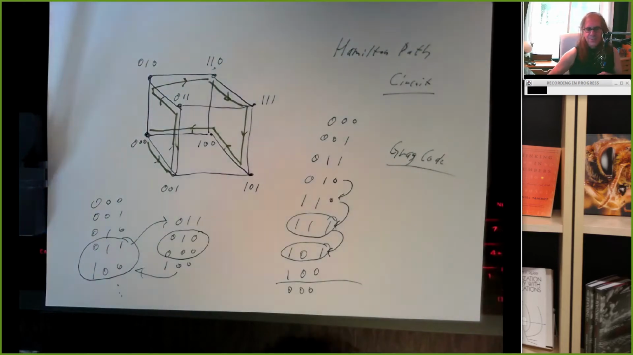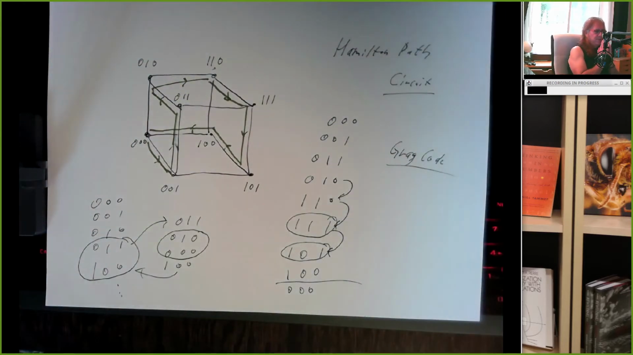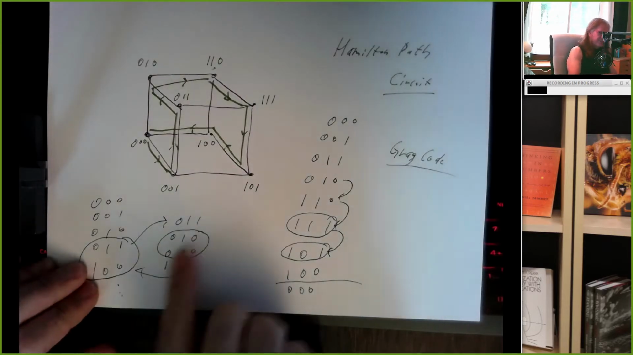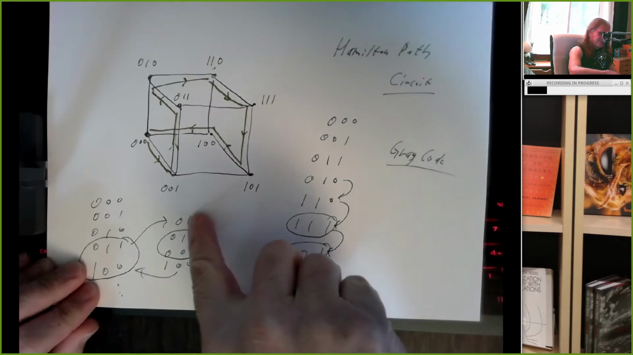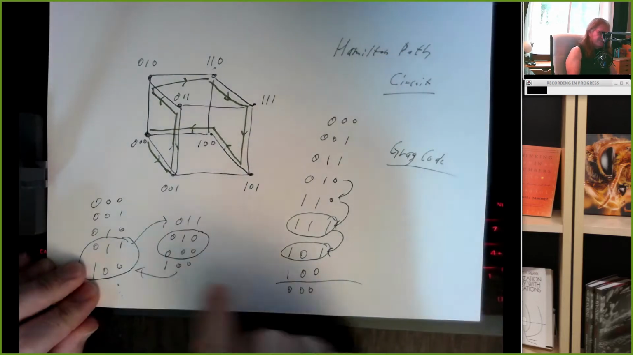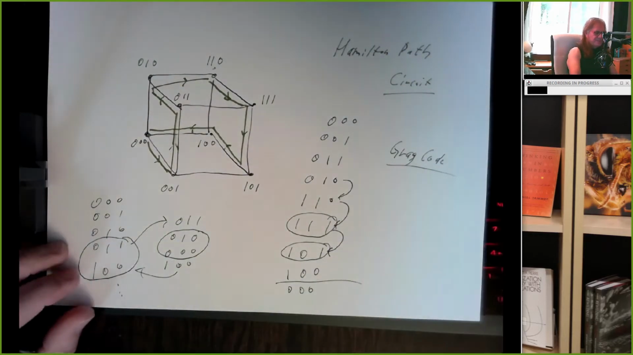There's hazards, and there's race conditions. So this is a race condition, right? Is this 1 and this 1 going to change at the same time that this 0 changes, or is one of those going to happen first?